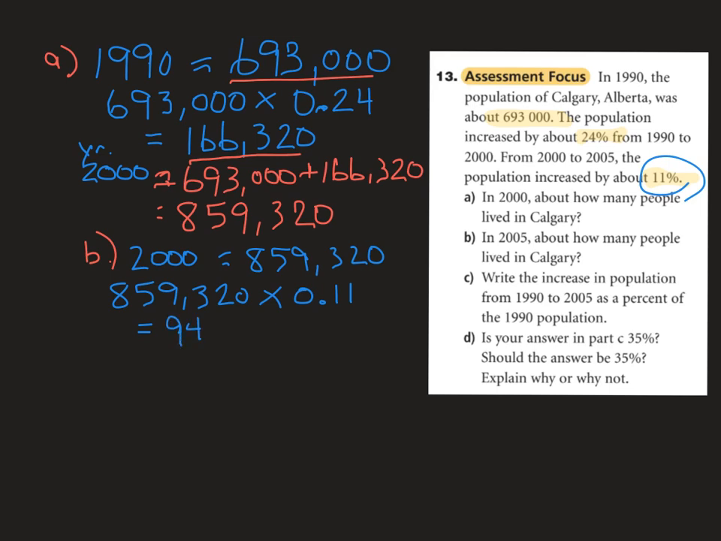94,000. And this is giving me a decimal. Haha. So this is why we get this approximation thing, 525.2. Now you and I both know that you can't have 0.2 of a person, so we're going to round down. Remember, we have to think about our creative rounding. So our year 2005 is going to equal 859,320 plus 94,000.